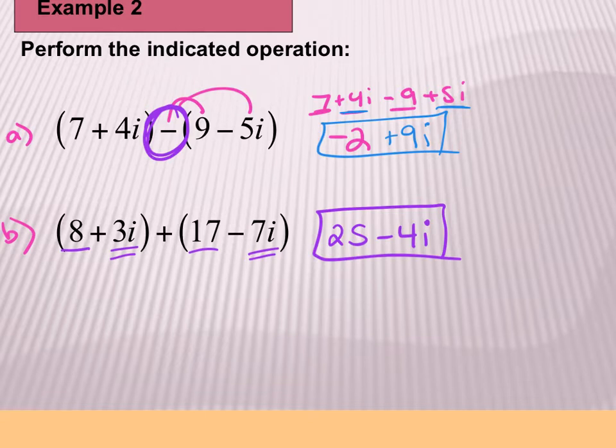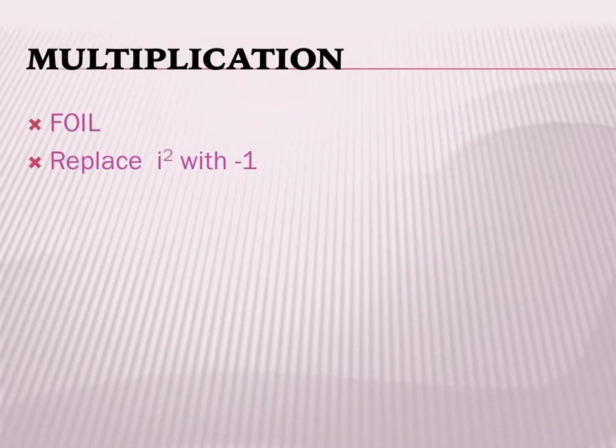Good so far? Yeah. All right, then we get to multiplication. So we're going to FOIL these out if they're binomials. Every time we see I raised to the second power or higher than that, because that might eventually happen too, we're going to replace it with a negative 1. So your answer should never have I higher than 1, really, in your answer, okay?